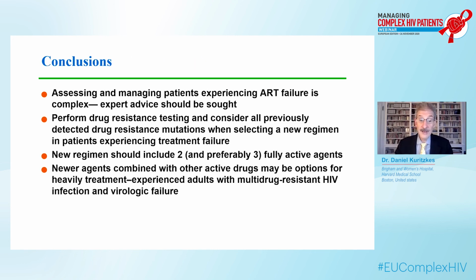So in conclusion, assessing and managing patients who are experiencing antiretroviral treatment failure is complex, and expert advice should be sought. Performing drug resistance testing and considering all previously detected drug resistance mutations is important when selecting a new regimen in patients who are experiencing treatment failure. A new regimen should include at least 2 and preferably 3 fully active agents in order to be able to achieve control of viral replication. Newer agents, combined with other active drugs, may be options for heavily treatment experienced adults with multi-drug resistant infection and virologic failure.